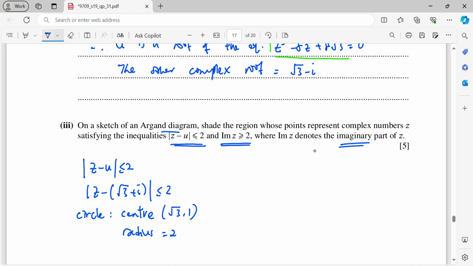But now because of less than or equal to 2, if this is an equal sign, that will be the circumference of the circle, but less than or equal to 2 means that it's also including the region inside the circle. So I'm going to sketch a circle later on. So for Im z greater than or equal to 2, normally z will be x plus yi. So from here, I know that the imaginary part is y. Therefore, y is at least 2.